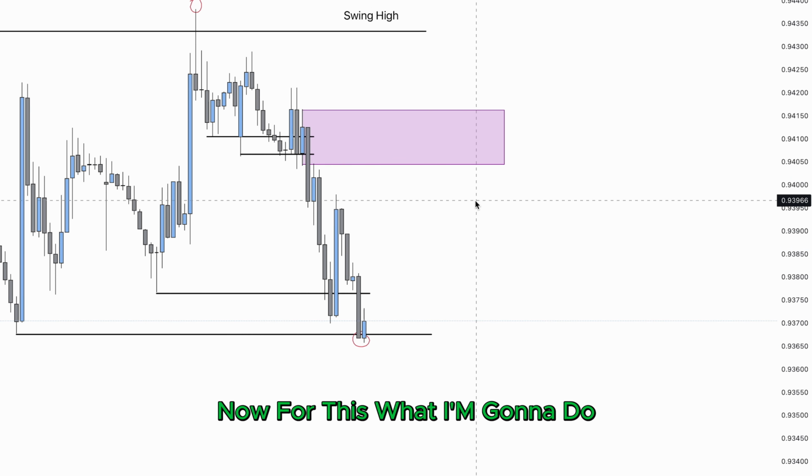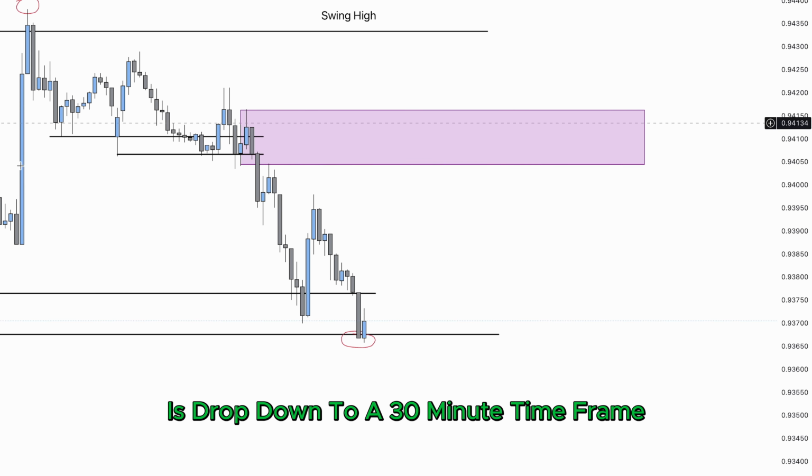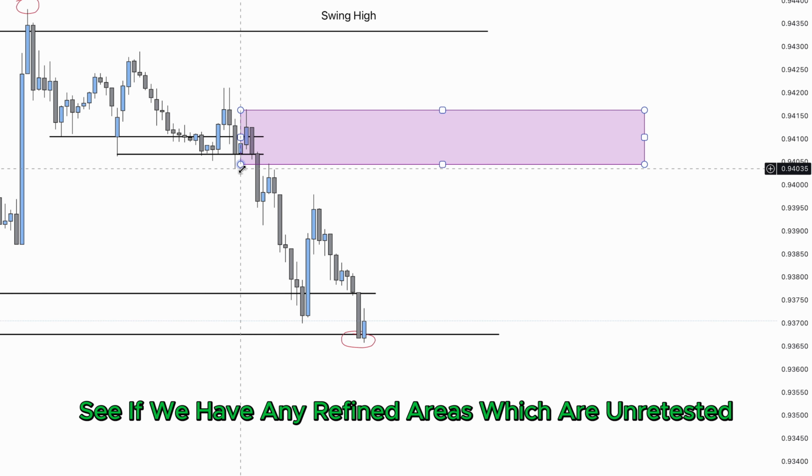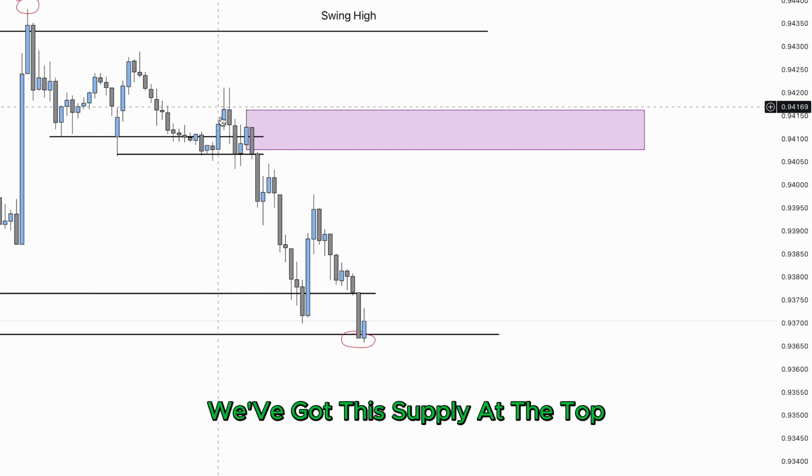Now for this, what I'm going to do is drop down to a 30-minute time frame, see if we have any refined areas which are unretested. We've got this supply at the top.